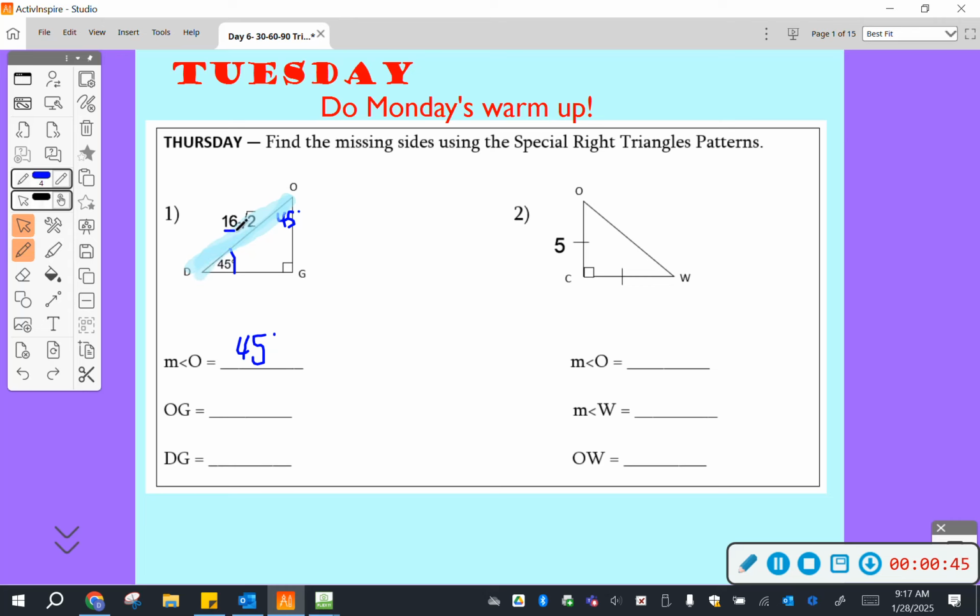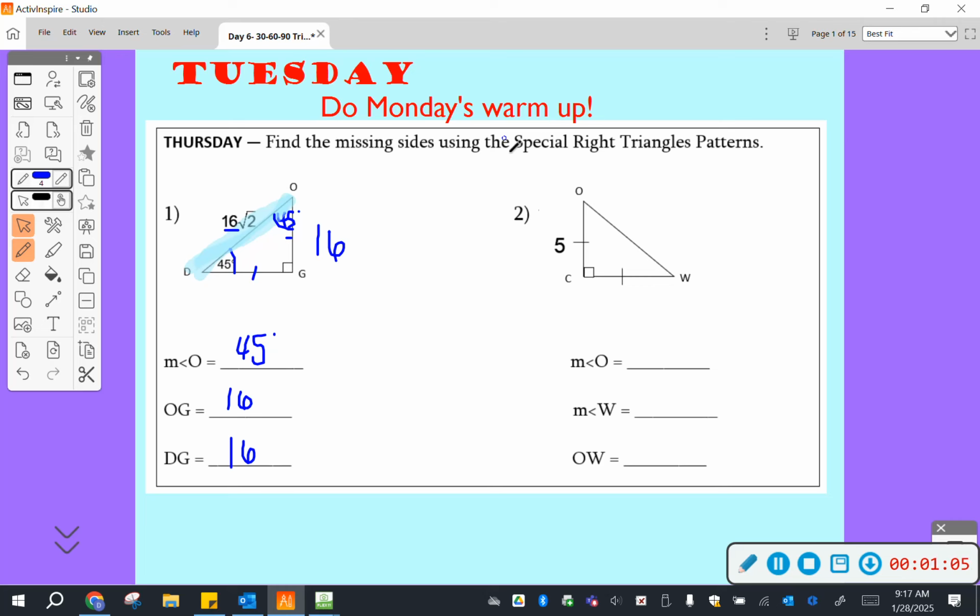Just 16. Remember, you just pull that number in front of the square root of 2. And then what's DG? 16 as well, because remember, they are the same because my angles are the same. And that's the answer. So those of you that were absent yesterday, that is basically what you missed.